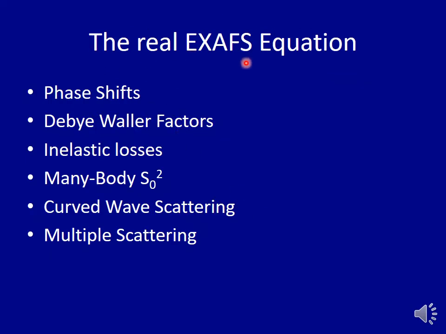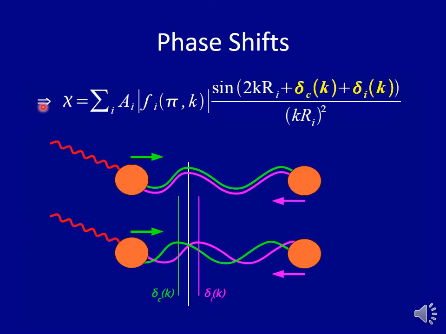In reality, everything is much more complicated. You have phase shifts, Debye-Waller factors, inelastic losses, many body effects, amplitude reduction factor, I should say. And then you have also curved wave scattering, because all of that was basically plane wave scattering based theory. And then you can also have multiple scattering, where you scatter off of more than one atom before you come back to the origin. So let's explain each one of these terms.